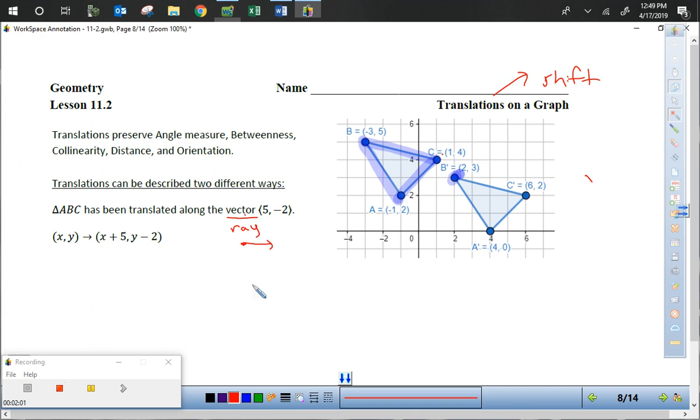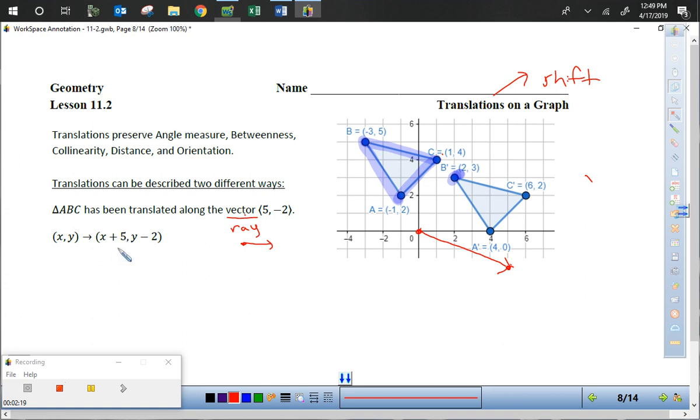It gives direction. Okay, so the vector 5, -2, excuse me, it'll always start at 0, but then it means 5 to the right and down 2. So the vector would look like this. It just gives the direction of the shift. Okay, you don't ever have to draw that on the picture. It just kind of tells you which way your polygon is moving.